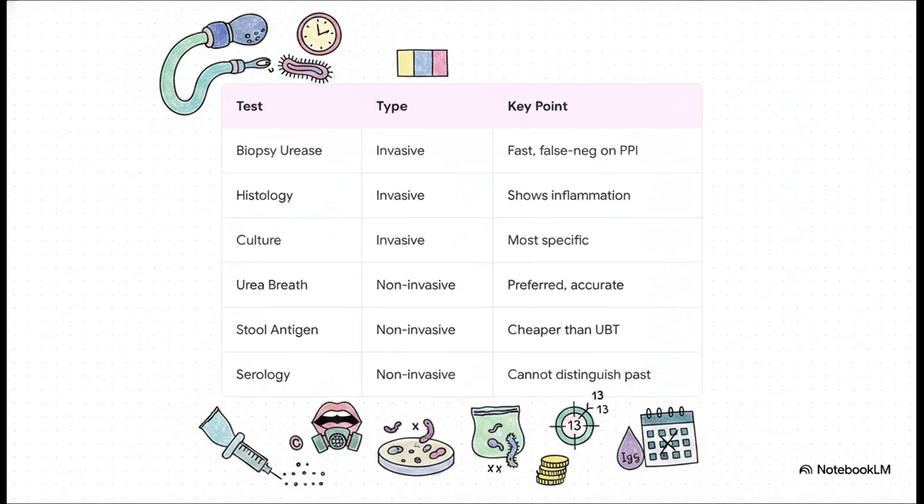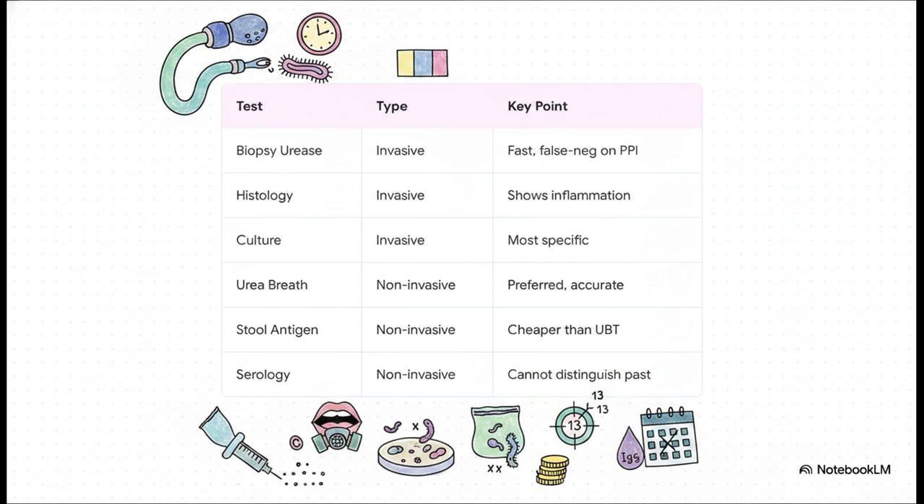On the invasive side, doing a biopsy for a urease test is fast, but watch out, it'll give you a false negative if the patient is currently on a PPI. Histology is great because it actually visualizes the inflammation pattern. Culture is super specific, but it's slow, though it is literally the only one that gives you antibiotic susceptibility.